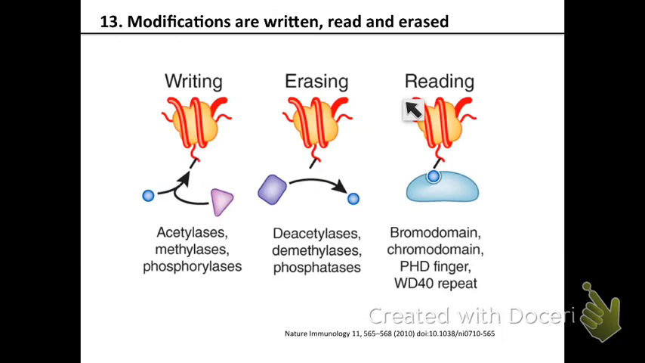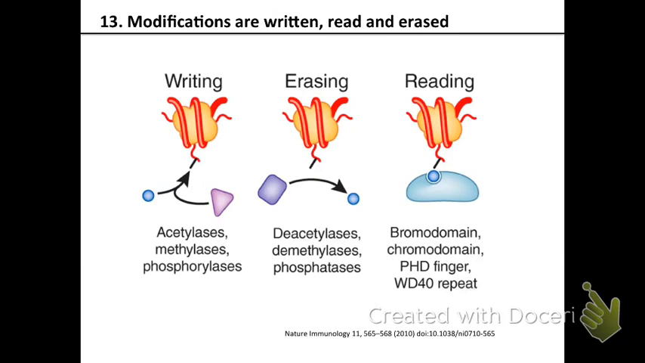And then there are proteins that read that information. These are readers. What they do is they have a specific protein structure that recognizes the modification at that tail. These special structures are part of protein domains. Some of them are the bromodomain, the chromodomain, for example, which reads methylated histone tails, a PHD finger, and a WD40 repeat, etc.